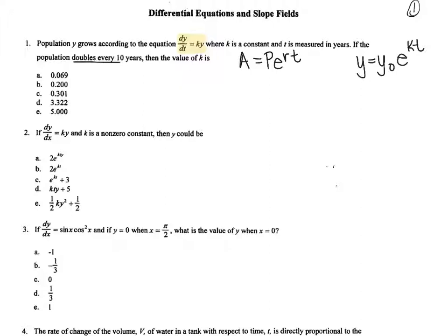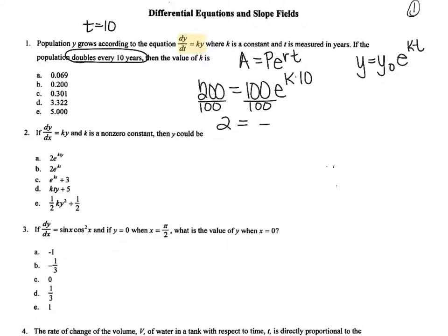So if we're doubling every 10 years, I hope you agree that time is 10, and doubling means that whatever the population was, it doubles. So if the population was 100, in 10 years it would be 200. So you could make this 200 equals 100 e to the k times 10, because in 10 years the population would double. You don't even have to do that if you remember that that's going to equal 2. So now we have this equation, 2 equals e to the 10k, that we have to solve.